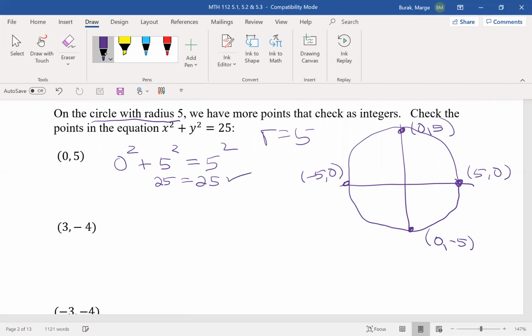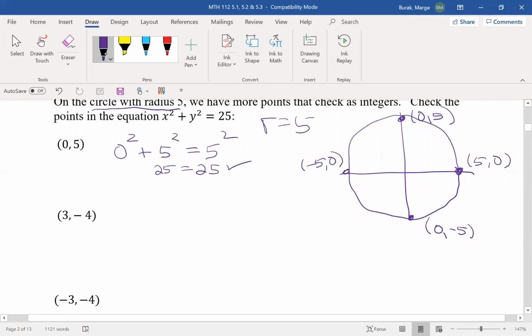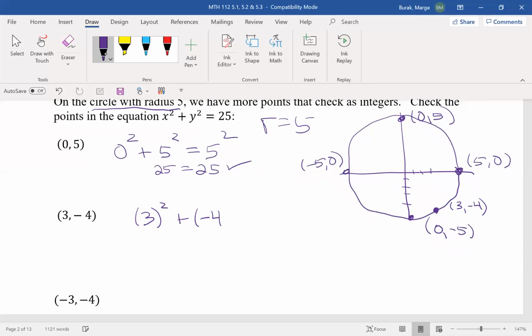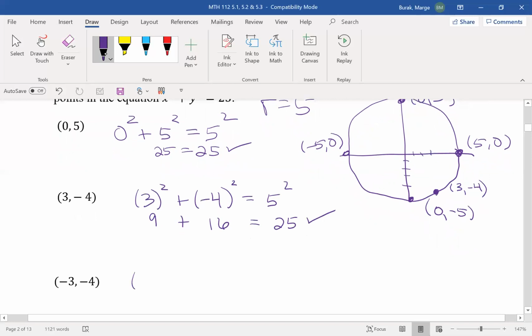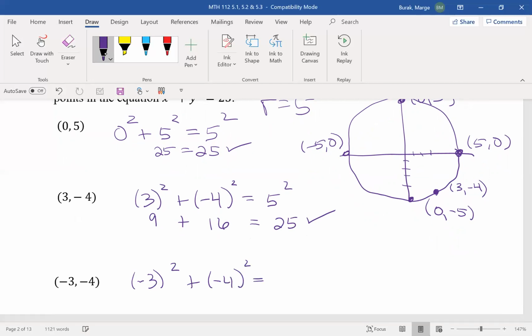It checks. And how about the point 3, negative 4? Well, that would be over 3 and down 4. Looks like it's right about here. And if that point is on the circle, it will work in this equation. So let's try it. x is 3, y is negative 4, and radius is 5. So we get 9 and 16 equals 25. Ooh, how nice. What about negative 3, negative 4? Sure enough. And any variations of those signs. So that's again 9 plus 16 equals 25.